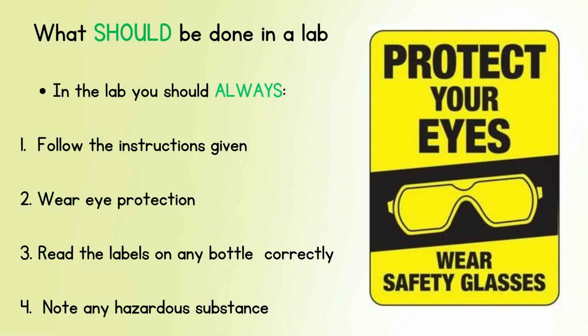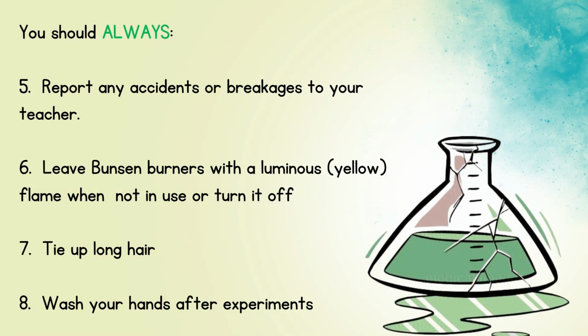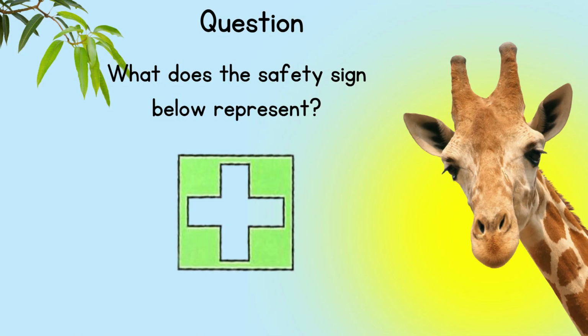What should be done in the lab? In the lab, you should always follow the instructions given. Wear eye protection. Read the labels on any bottle correctly. Note any hazardous substance. Report any accidents or breakages to your teacher. Turn off Bunsen burners or leave them with a luminous or yellow flame when not in use. Tie up long hair and wash your hands after experiments.